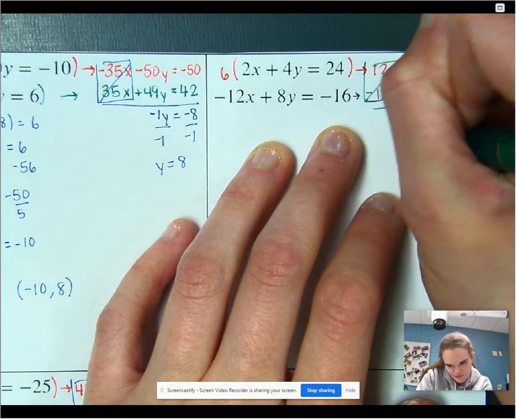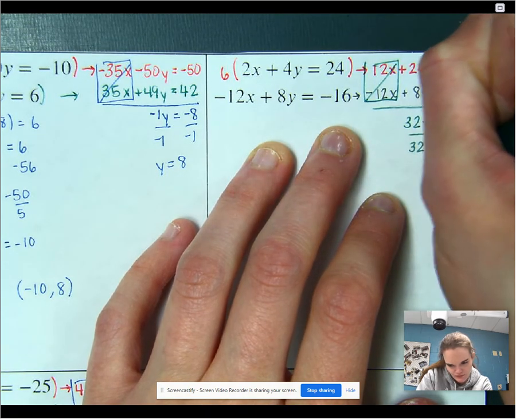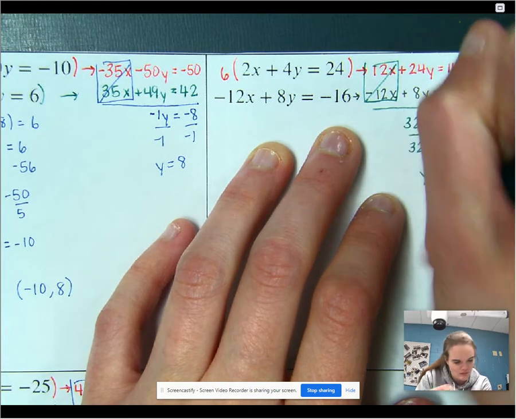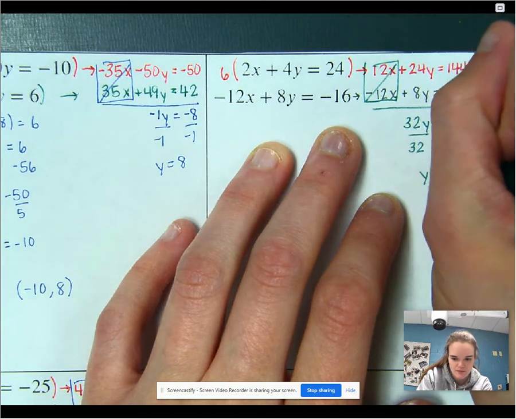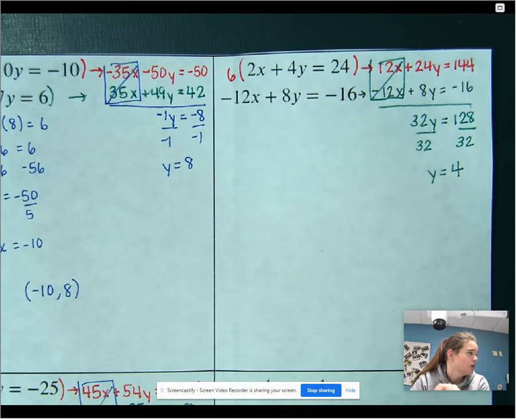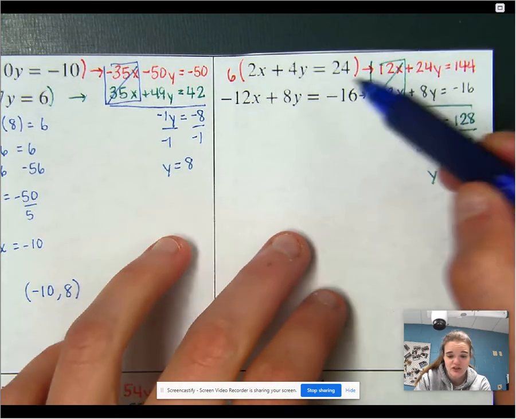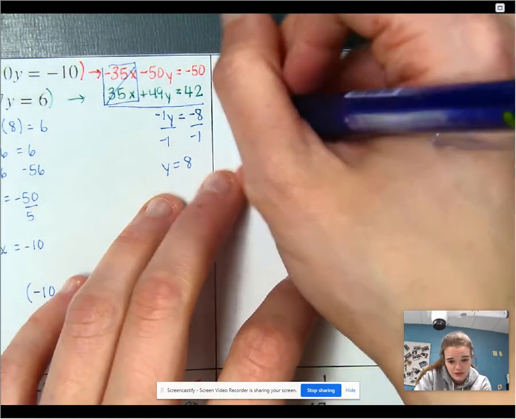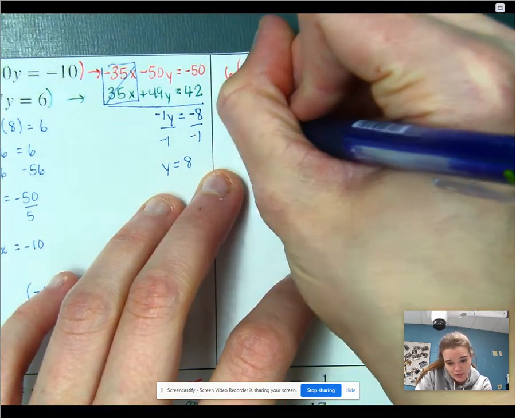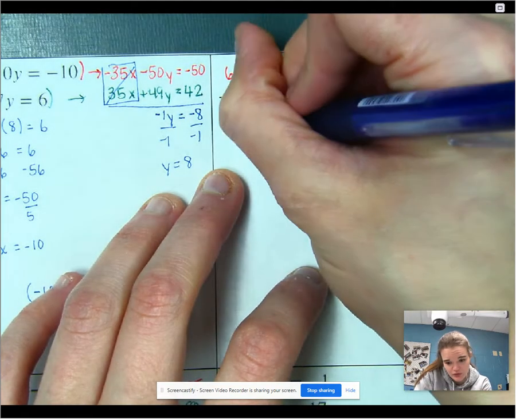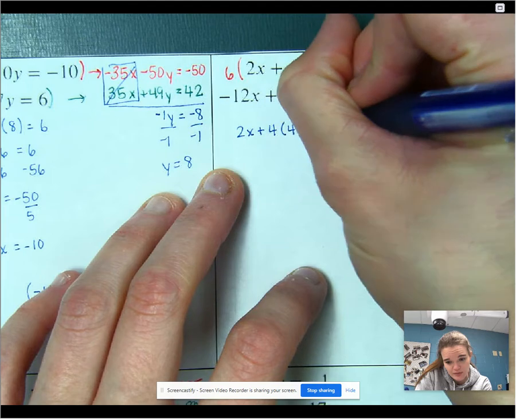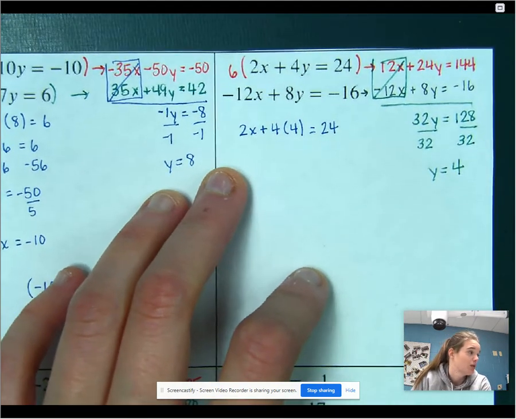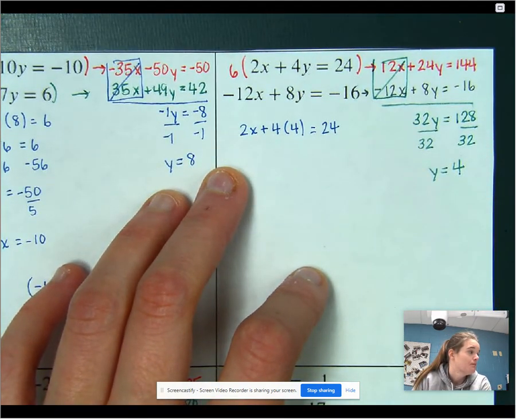Divide by 32. That is 4. And go plug back in. Doesn't matter which. It's actually easier to plug it in the top one this time, 2x, because the numbers are smaller. Plus 4 times 4 equals 24. But if you plug it in the bottom one, you should still get the same answer, just different work.